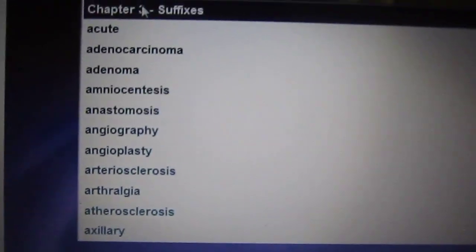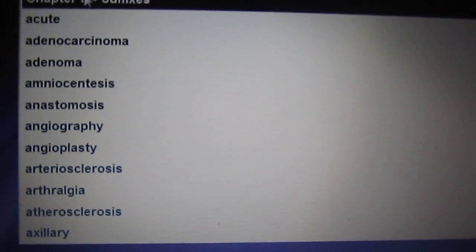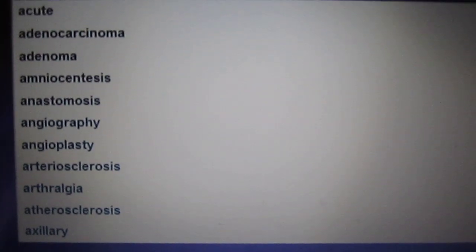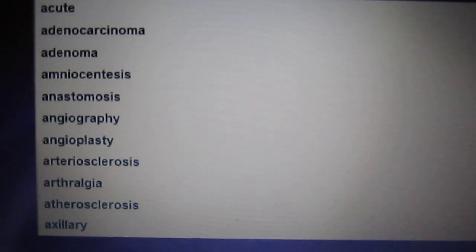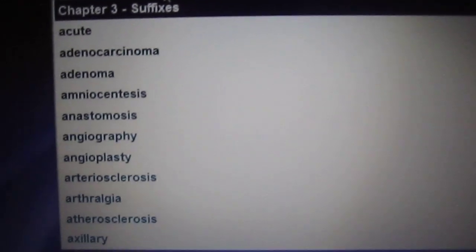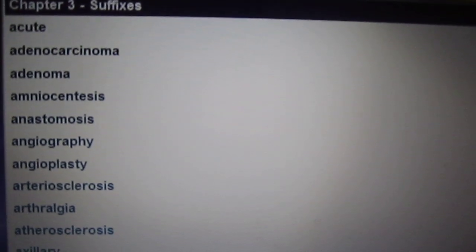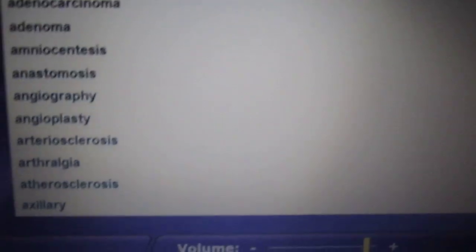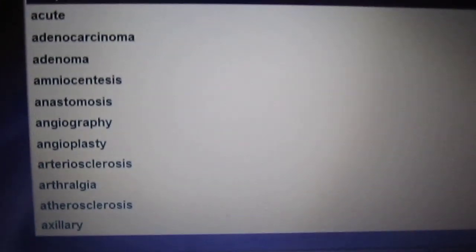Pay particular attention to the appendices contained in the chapter. These include additional explanations and illustrations that will make it easier for you to remember the terminology. As you work through this chapter, you'll notice many of the suffixes have similar or even the same meanings. For example, the suffixes IC, TIC, AR, and ARY all mean pertaining to.